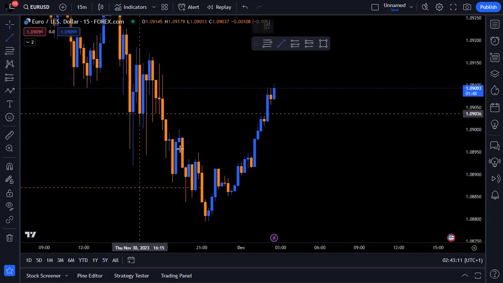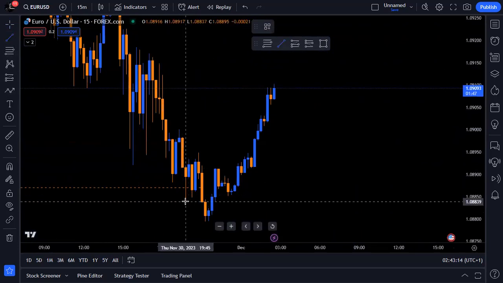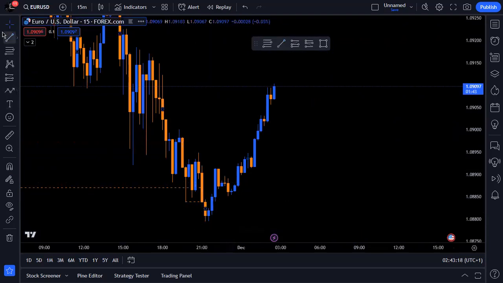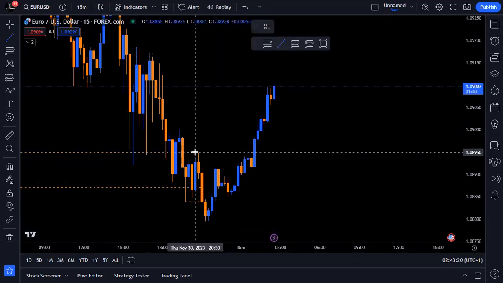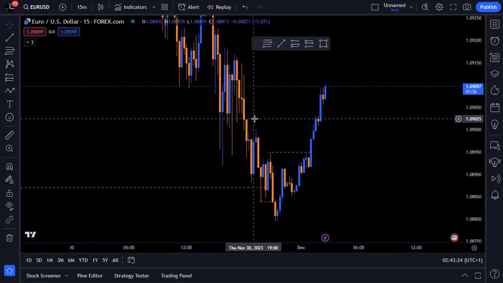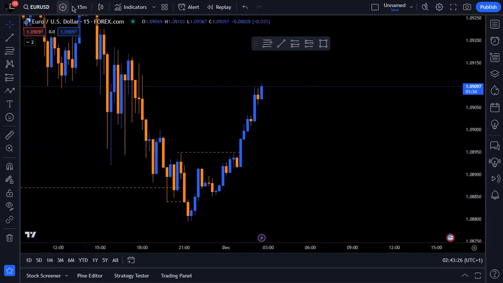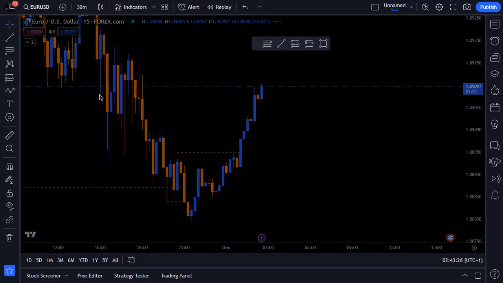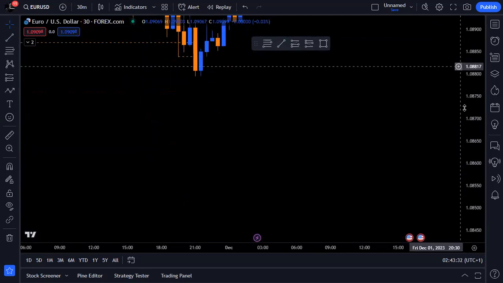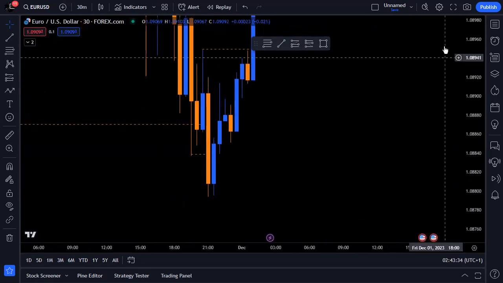Then I'll get to see that I have sell side liquidity taken over here, and buy side liquidity taken over here, which ended up being my market structure shift. Now, at this point, I want to look for an entry using the fair value gap. If you look closely, you will see that we have a fair value gap somewhere.